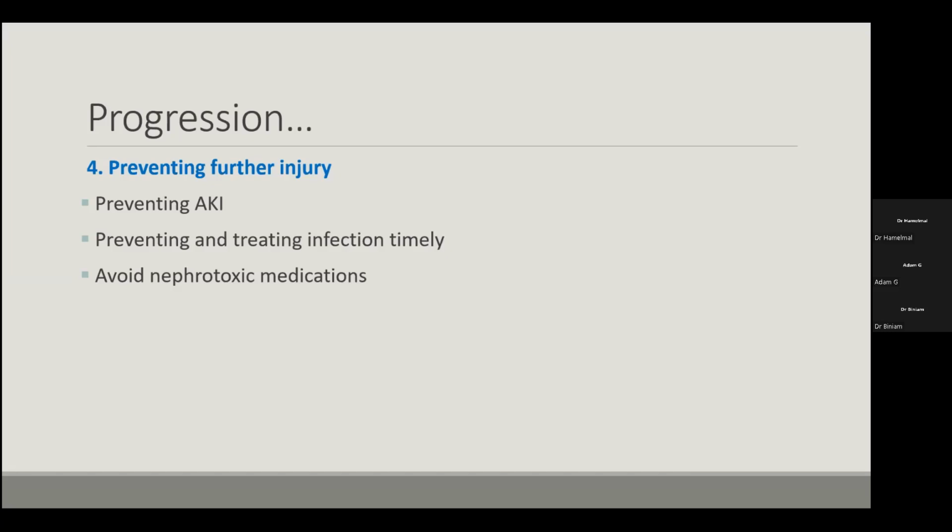The other thing is preventing and treating infection timely. The same population, elderly CKD patients, are at increased risk of infection. So timely treatment of infection will result in reduced rates of septic ATN, which will result in further CKD progression. Avoiding nephrotoxic medications, especially should be cautious when using diuretics in CKD patients. Should be cautious when using non-steroidal anti-inflammatories. Better avoid non-steroidals.